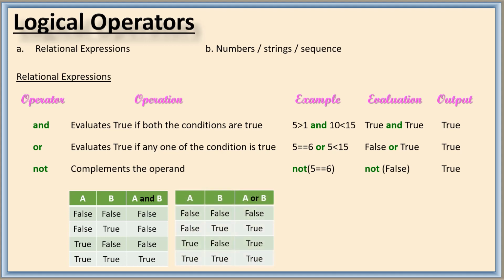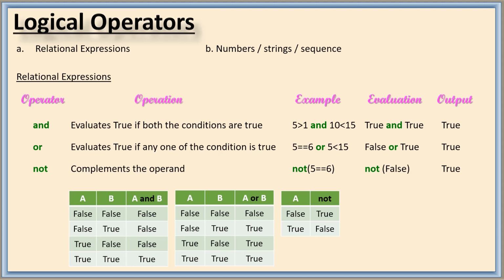Now if you see the OR operator, if either one of them is true, then it results in true. False and false, both are false, so it is false. False and true, there is one true, so it is true. True and false, again one true is there, so it is true. True and true also true. NOT operator, so if A is false then it gives true as a result. If A is true then false is the result.